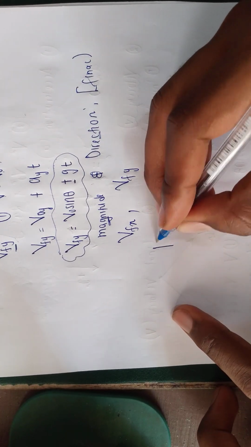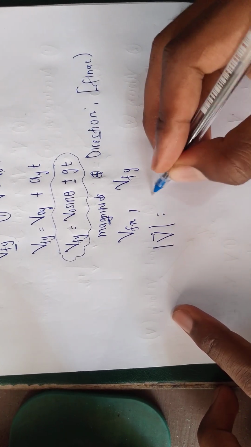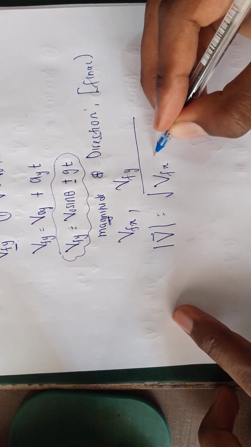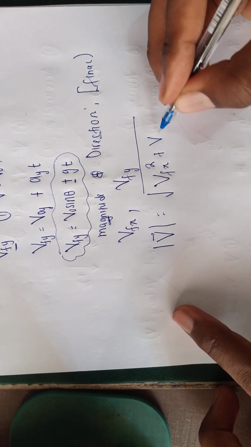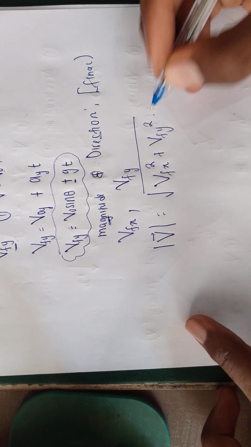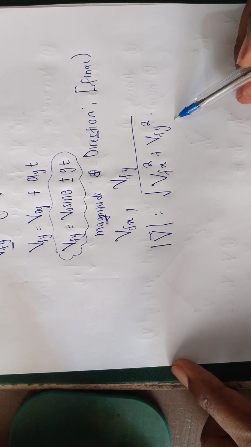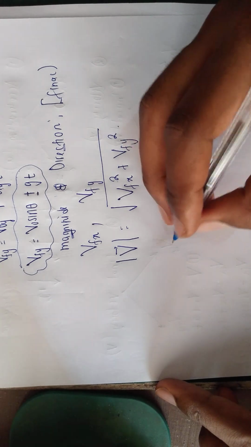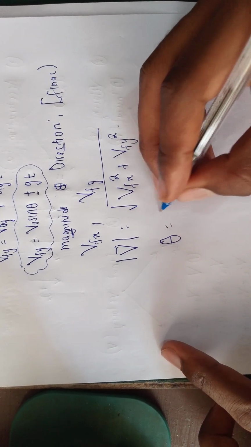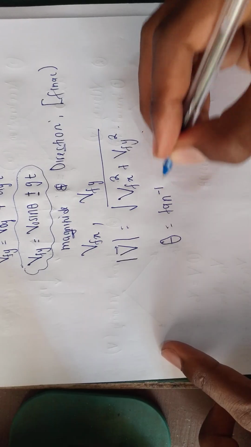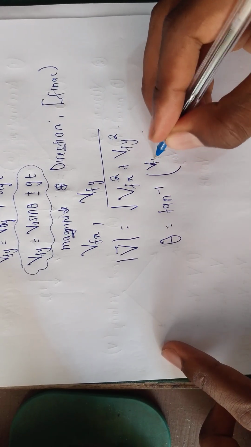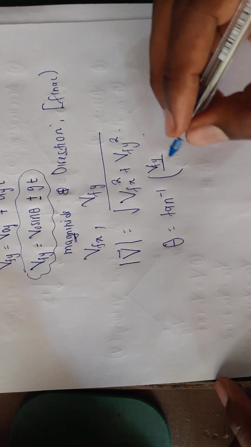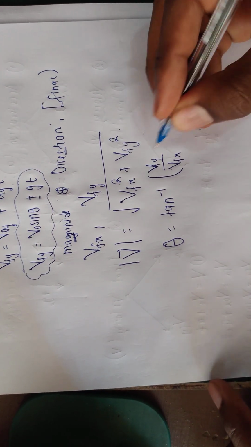You can say the magnitude of the velocity is going to be equal to the square root of the final velocity in the x squared plus the final velocity in the y squared. So this is the formula to be using to find the magnitude of the final velocity. Then the direction is going to be given by the arctan, or tan inverse, of the final velocity in the y divided by the final velocity in the x.